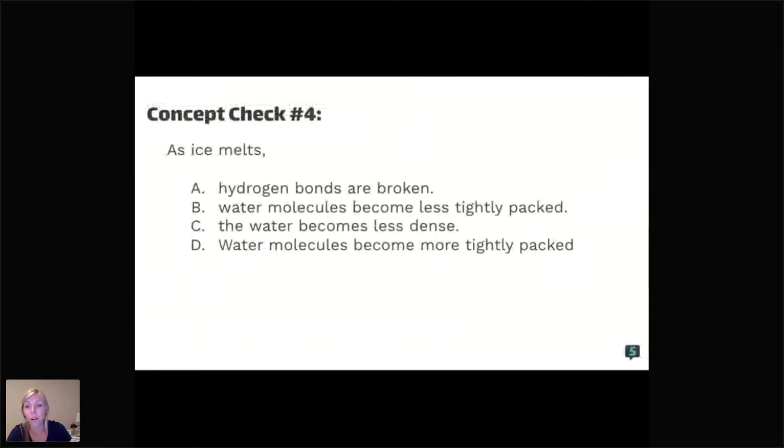Okay, I do have a couple more. We have a few more minutes left. So if you want to keep participating, I think I have 4 more multiple choice. So let's get going. We've got, as ice melts. This one's kind of funky, so read it carefully.